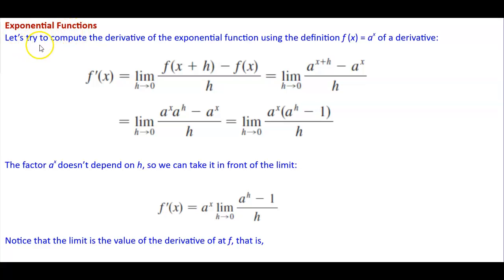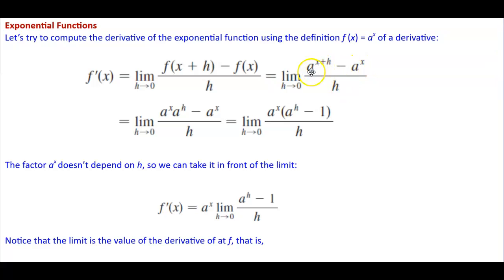Exponential functions. Let's try to compute the derivative of the exponential function using the definition. f of x is equal to a to the power of x. The derivative f prime of x is equal to the limit as h approaches 0 of f of x plus h minus f of x divided by h, which is equal to the limit as h approaches 0 of a to the x plus h minus a to the x over h.